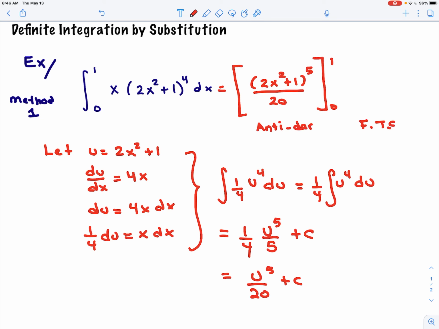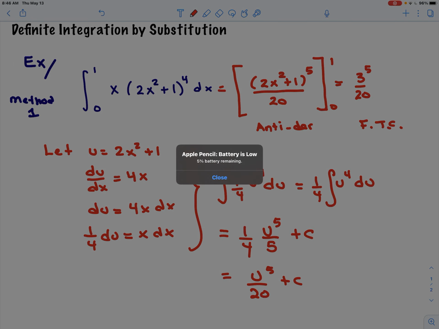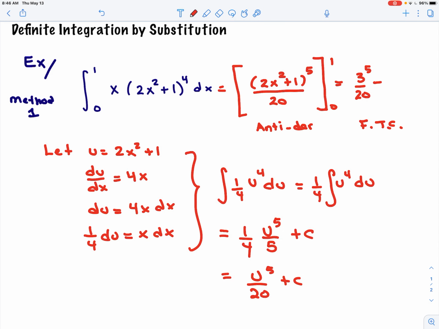And now I can use the fundamental theorem of calculus to solve the definite integral. So I'm going to put a 1 in there, and I would get 2 times 1 plus 1 is 3 to the 5th over 20. And then minus, I put a 0 in there, and I get 1 to the 5th, so I get 1/20th. I don't have a calculator, so I'll just leave that as my answer.